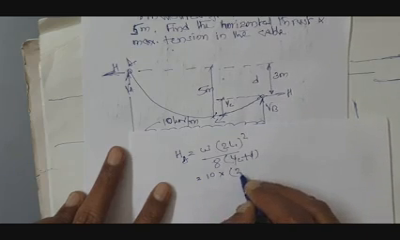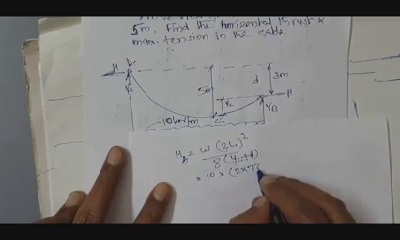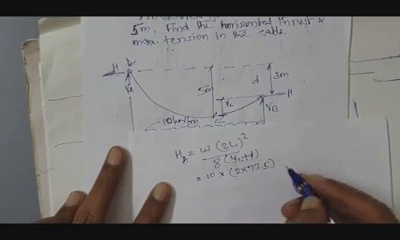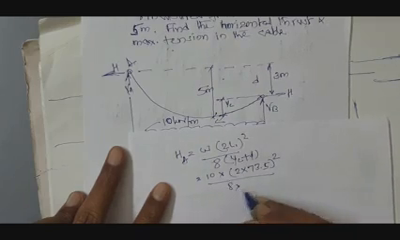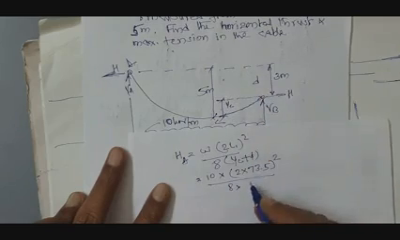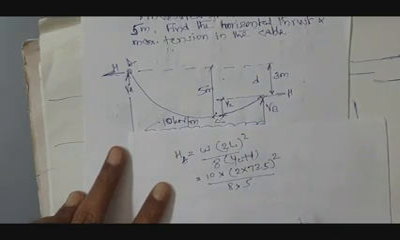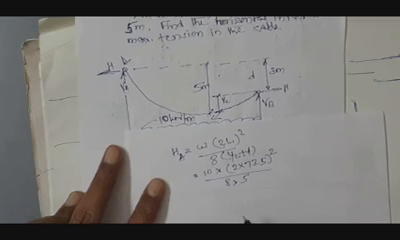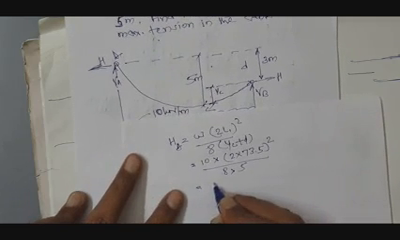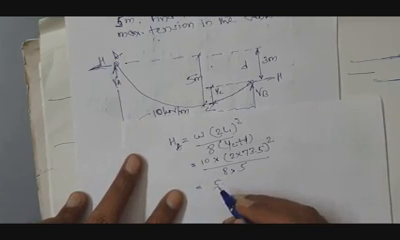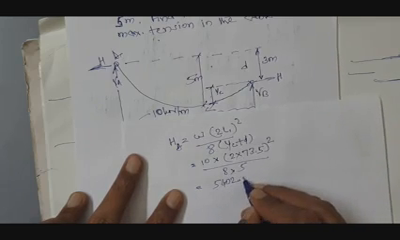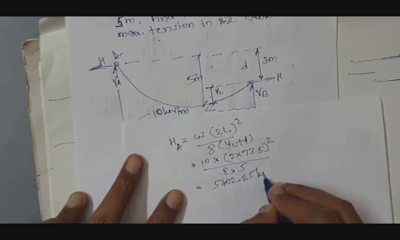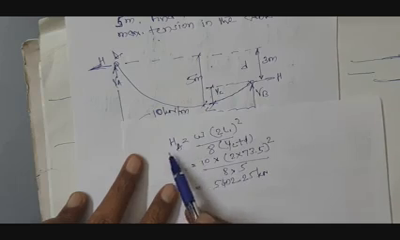73.5. So 2 into 73.5 square divided by 8. What is YC plus D? This plus this will be 5. So if you calculate this, the answer for HA will be 5402.5, with respect to B.